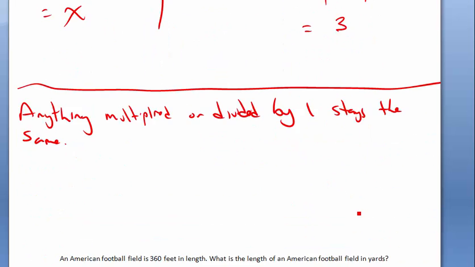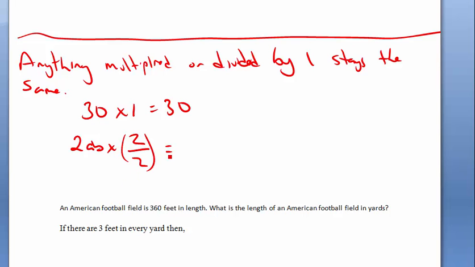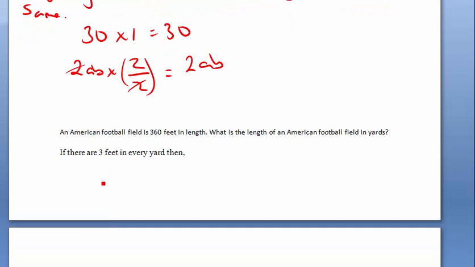Alright, so that's going to help us. Anything multiplied by 1 or divided by 1 stays the same, so for example, if I said 30 times 1 is equal to 30, okay, or 2ab times 2 over 2 if I wanted to. I could even do this. Stays the same. That's a funny looking 1. Is that okay? 2 divided by 2 is just a funny looking 1. And I can say it's still going to be the same thing because this 2 can divide this one or that one. It doesn't matter. And I'm still left with a 2ab on the top. Okay? So that's what we're going to take advantage of, is these funny looking 1s.